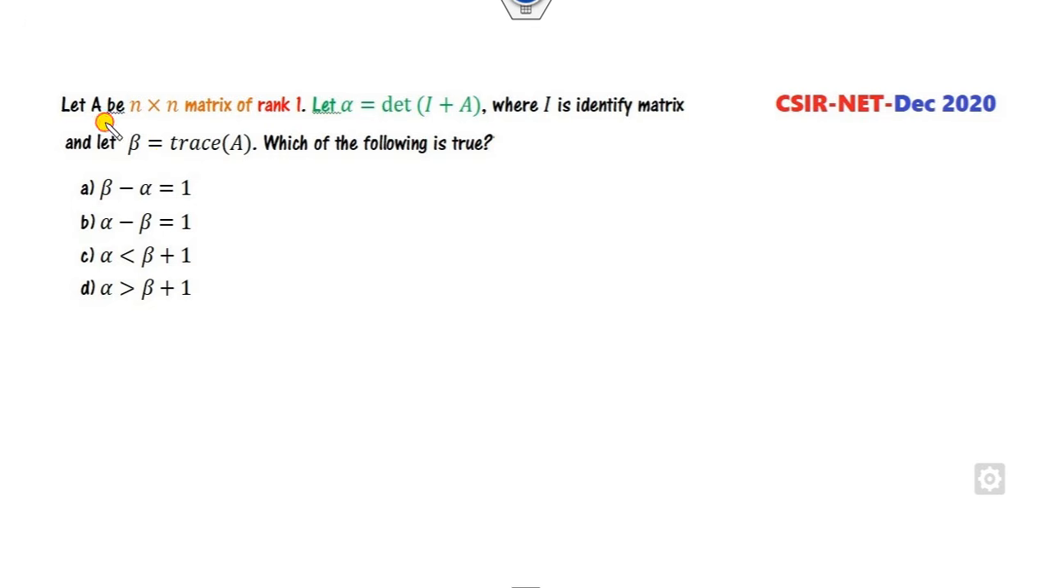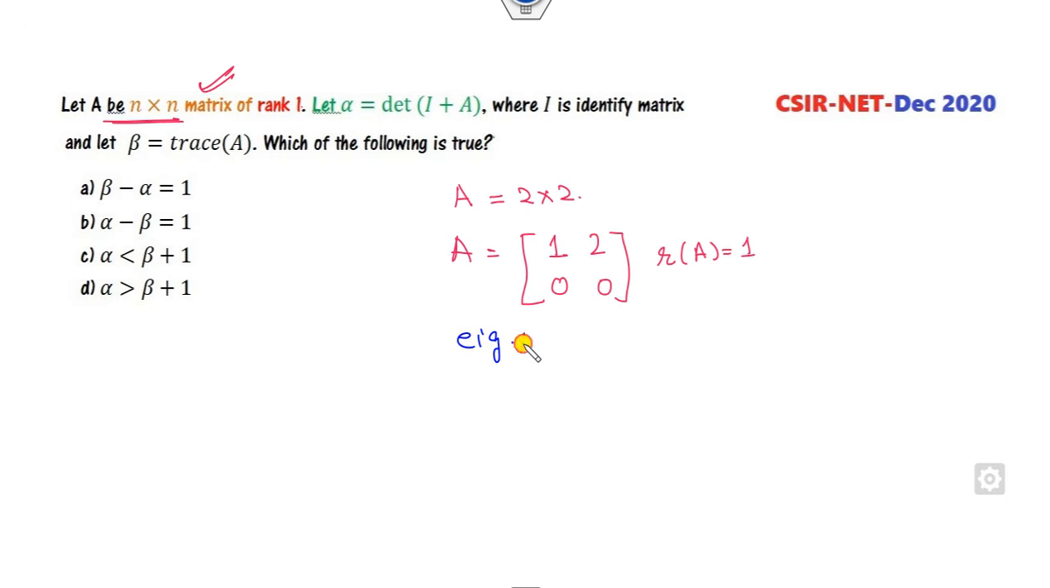Again, A is an n cross n matrix. You can simply take A as a 2 cross 2 matrix. Rank is 1. If I take rank as 1, it means one row will be 0. So if I simply take here, say, 2, again the rank of this is 1. It satisfies this. Now what are the eigenvalues of this A? The eigenvalues of this are 1 and 0. What is beta? Trace will be the sum, so beta will be 1. What is the eigenvalue of I plus A?